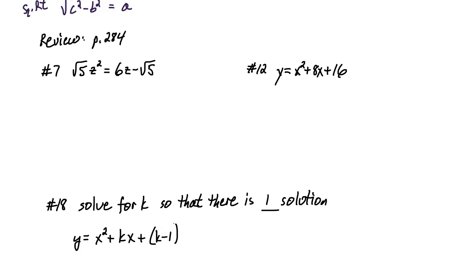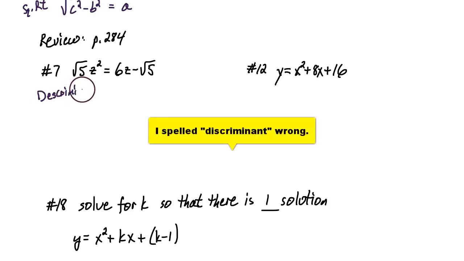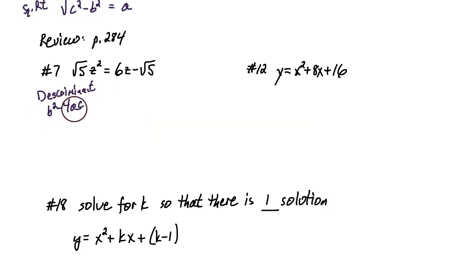For the review assignment, we're going back to page 284. In this question, we're asked to give the nature of the roots. What that means is, are the solutions going to be real numbers, imaginary numbers, or what? To figure out the nature of the roots, we use the discriminant, which is the b squared minus 4ac expression that's inside the radical in the quadratic formula.